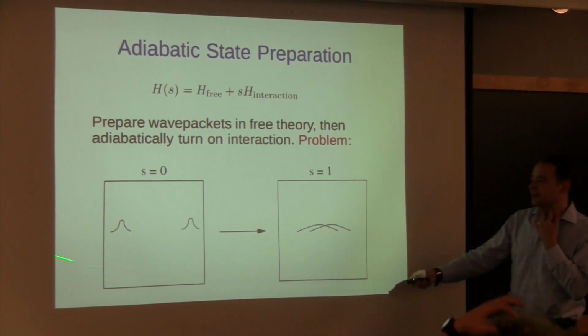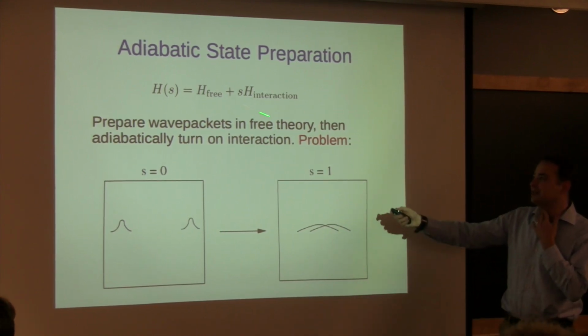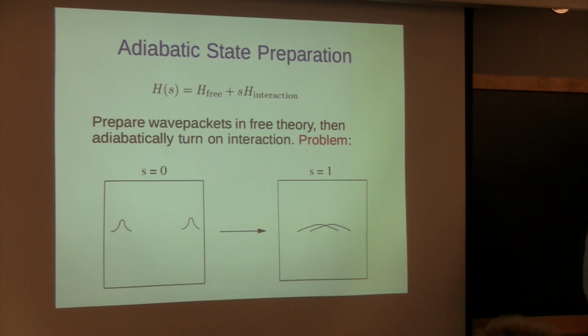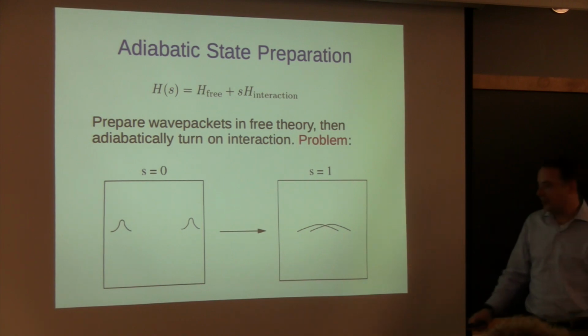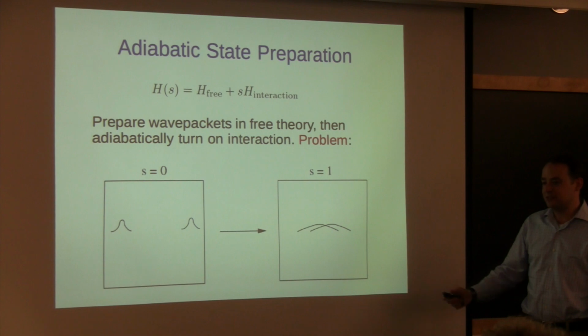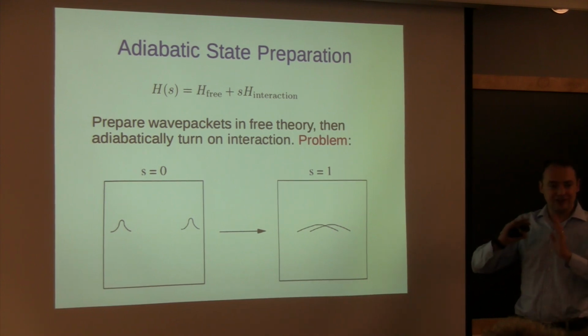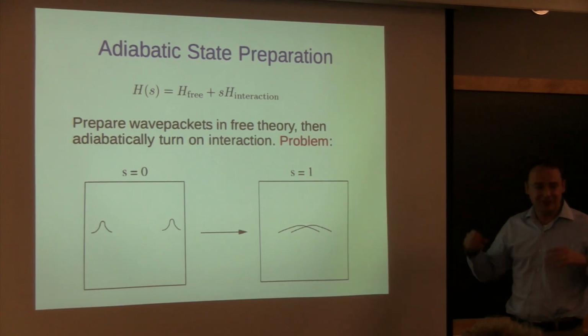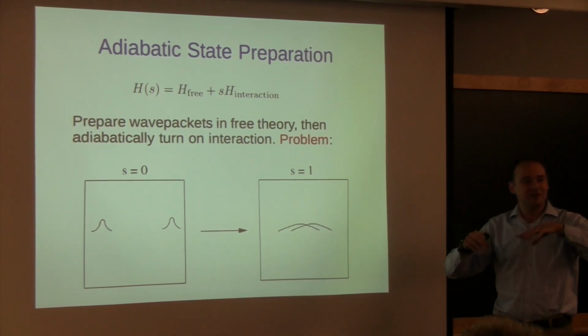So if we start by making the wave packets in the free theory, and then we do this adiabatic preparation, that almost works, but there's a problem with it. The problem is that we're not trying to prepare an eigenstate. We're trying to prepare wave packets, which are superpositions over different eigenstates. And so these different elements of the superposition will acquire different phases because they have different energies. Or a more physical way to put that is, well, time evolution is happening. These wave packets will evolve.